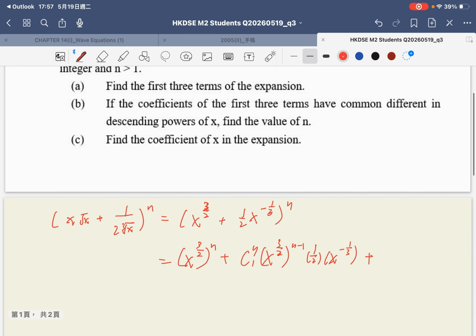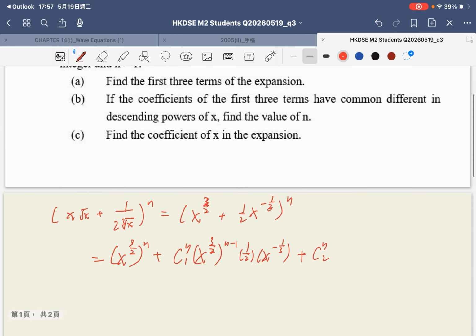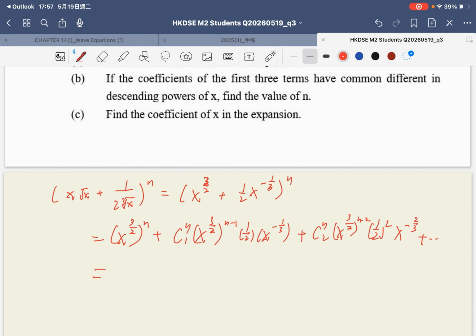And then the next term is nC2, which should be x to the power 3 over 2, to the power n minus 2, and 1 over 2 squared, and then x to the power negative 2 over 3. Then it is the first three terms of the expansion in descending order. That is so nice. The first term should be in the format x to the power 3n over 2.